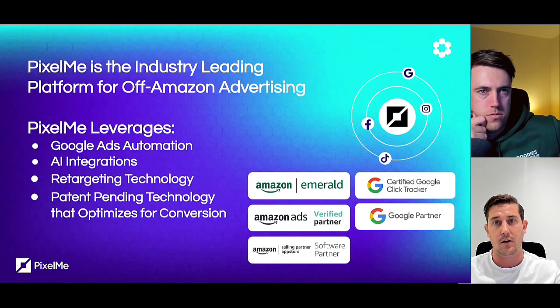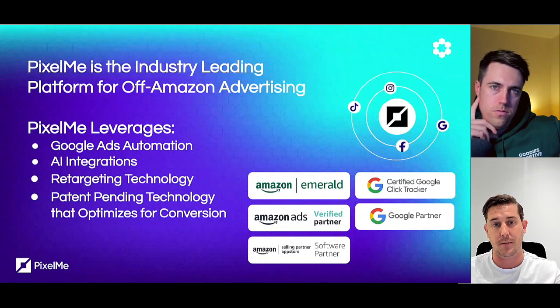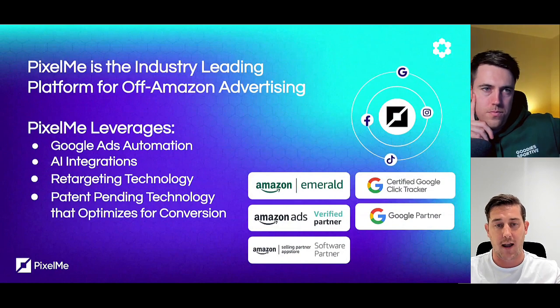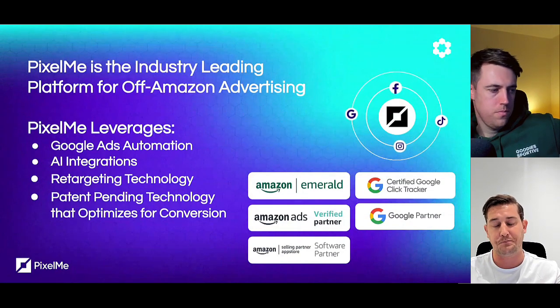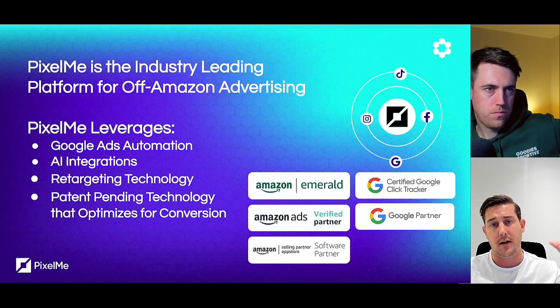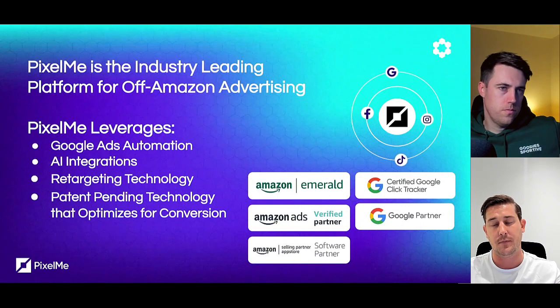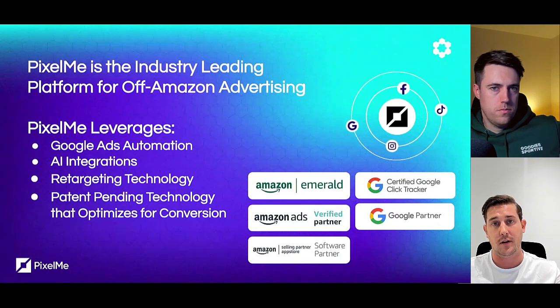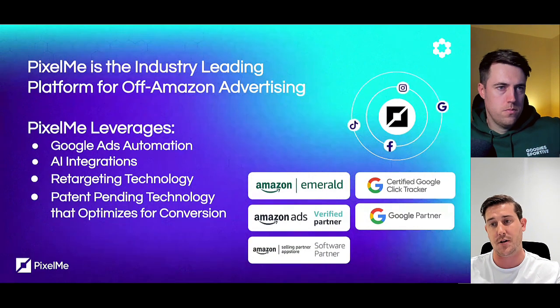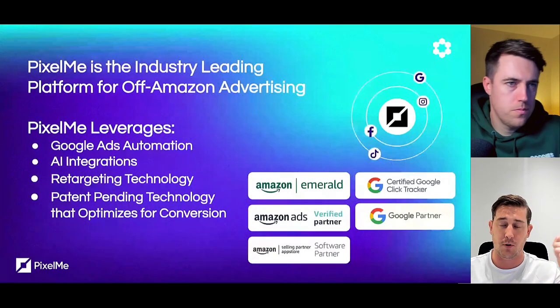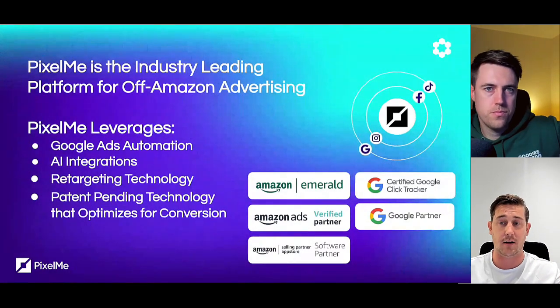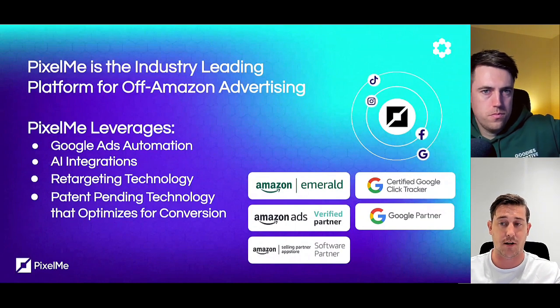And on top of that, we have Google certified customer success managers looking manually at your products and in your campaigns on a weekly basis. We also have AI integrations with ChatGPT that recommends descriptions and headlines and how to create those to maximize conversions. We have retargeting technology, which allows you to insert pixels into any Amazon Attribution campaign so that you can retarget people on Facebook, Instagram, and TikTok, all of which PixelMe integrates with.